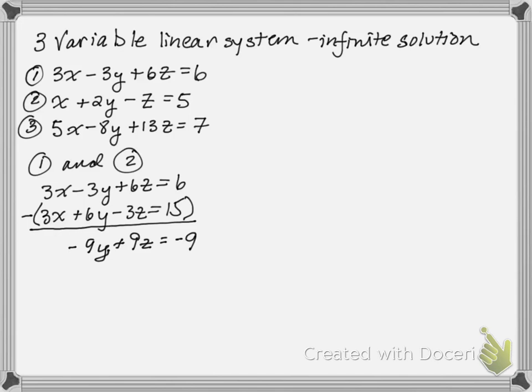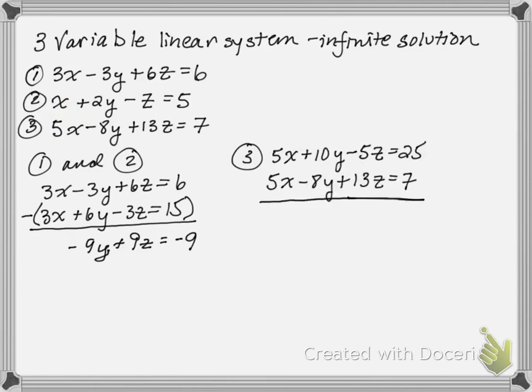Now, I have to use the third equation because I haven't used that yet, and I can combine it with either the first equation or the second equation. I like the idea of multiplying the second equation by 5 to eliminate the x term, so that's what I'll do. And here, this one is the second equation, and it's multiplied by 5, and this one is the third equation.